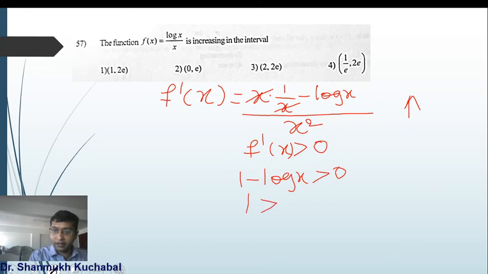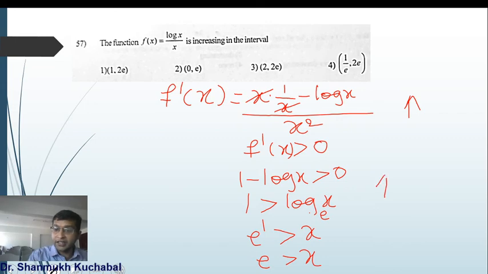Transposing, we get 1 greater than log x. So nothing is there, the base we have to take as e. So we get e raised to 1 is greater than x. So we get e is greater than x. Therefore the function is increasing.